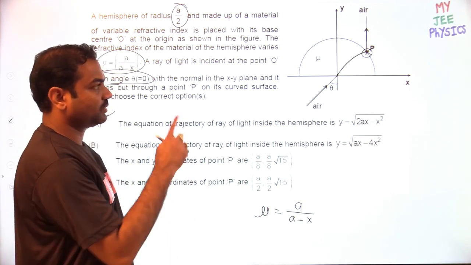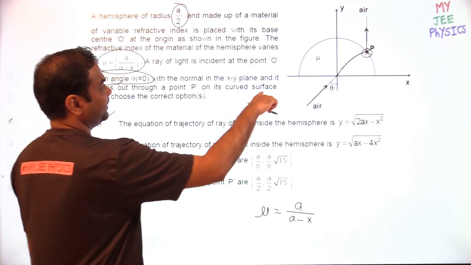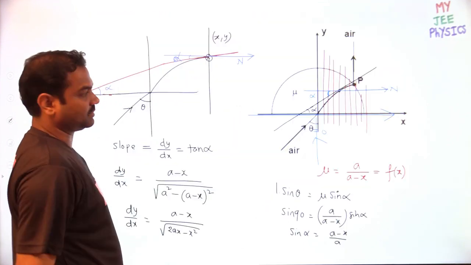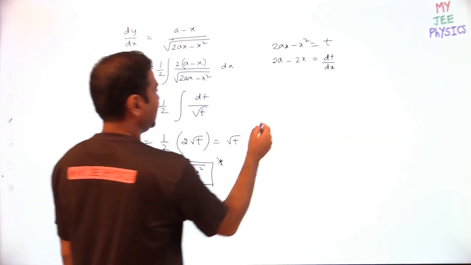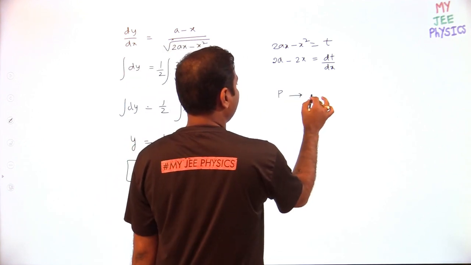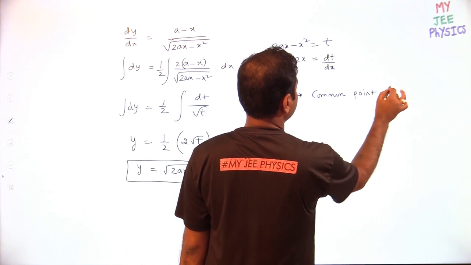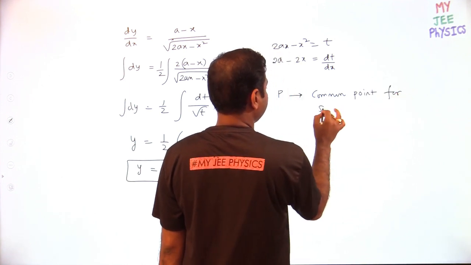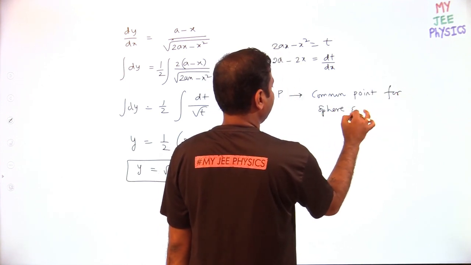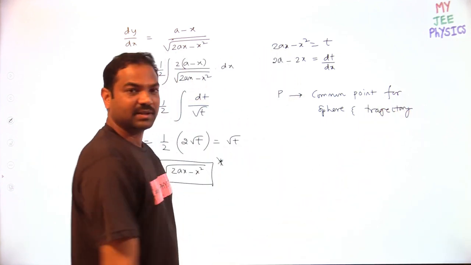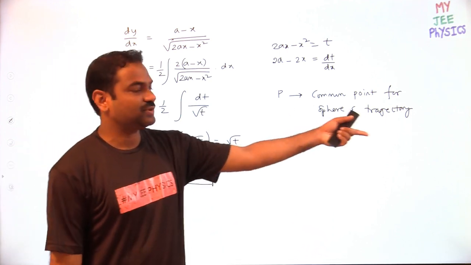Find out the coordinates of the point P. Point P is on the sphere. At the same time, point P is the part of trajectory also. Okay? So P is the common point for sphere and trajectory both. Okay? So that is the thing. As it is a common point, it's a solution of these two equations.